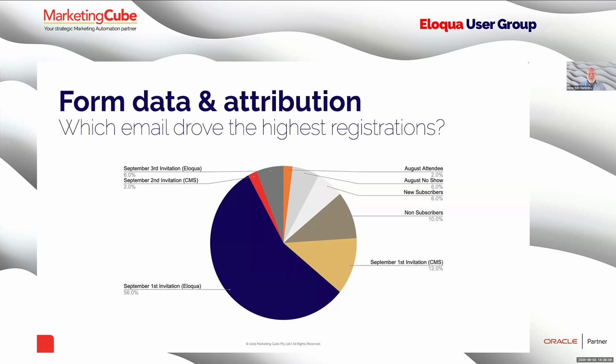Then there's various invitations that go out. We can see there was a first invitation and second invitation that went to the CMS. You can see the CMS in brackets there. So that means I sent those people off to the WordPress website to register versus the Eloqua landing page. But the big one is the Eloqua group. So this is the group that we sent to the Eloqua landing page to register, which is how they've done it for many years. That's how you register for the user group pretty much every month.